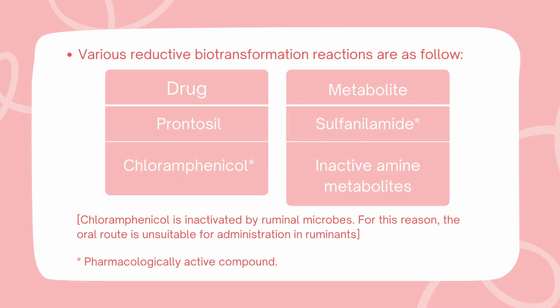Examples of reductive reactions include the inactivation of chloramphenicol by ruminal microbes. This is why the oral route is not suitable for administering this drug to ruminants, as their gut bacteria can inactivate it before it can be absorbed. Understanding these reductive reactions is important for predicting how different drugs will behave in various animal species, as not all animals have the same metabolic pathways.